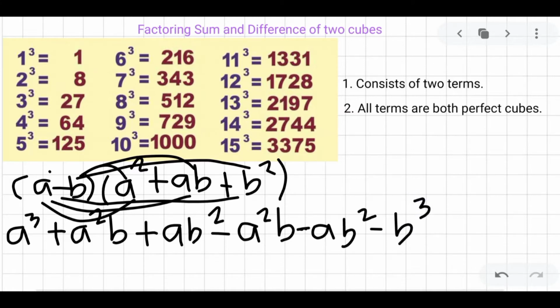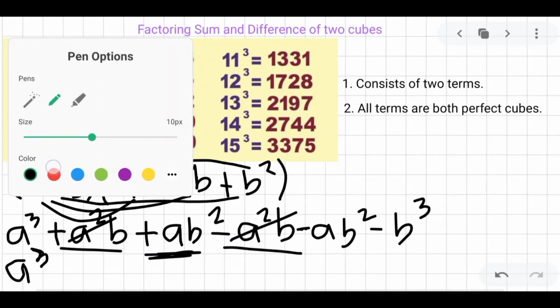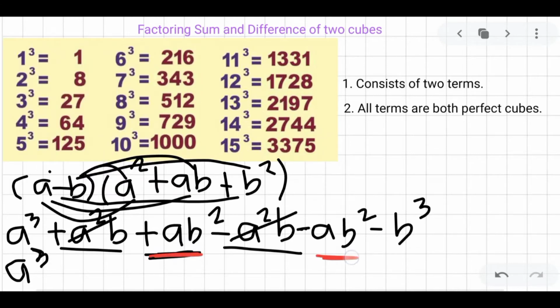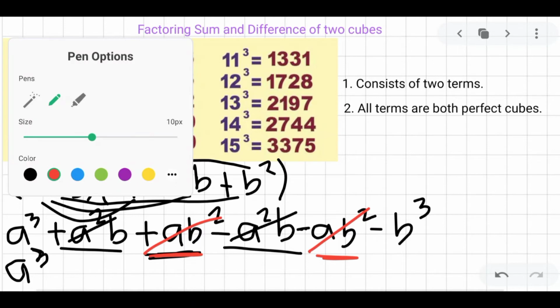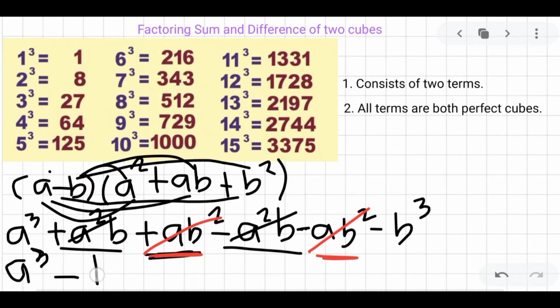So, combine like terms, bring down a cubed. Next is a squared b, negative a squared b. Nakakancel na sila kasi 1 minus 1, the answer is 0. So, cancel. Next is this one over here. Next is this one. So, positive ab squared minus ab squared, the answer is 0. Cancel. So, bring down negative b cubed. And this is our equation.